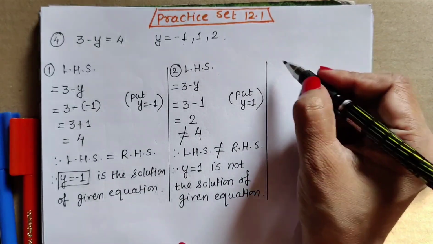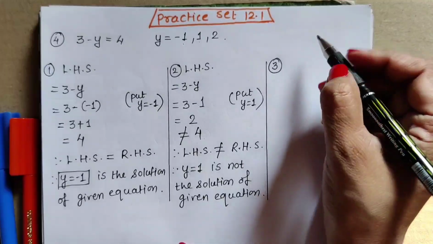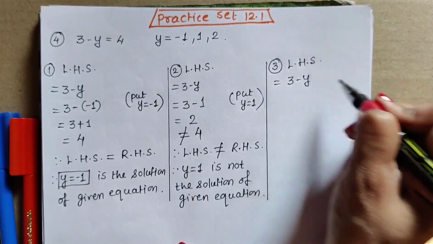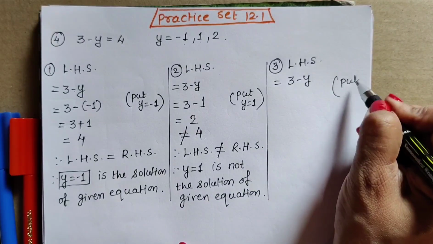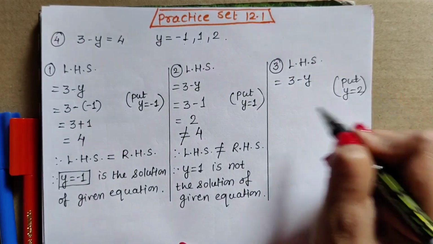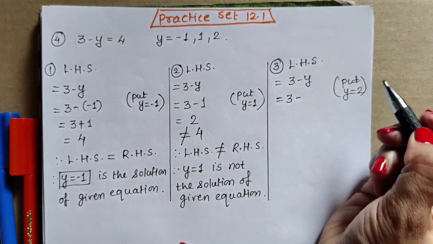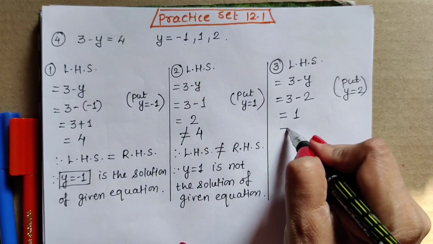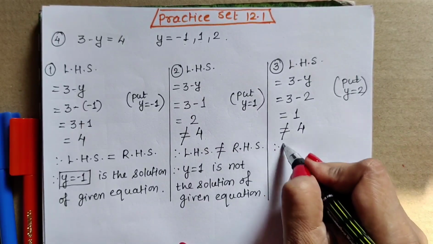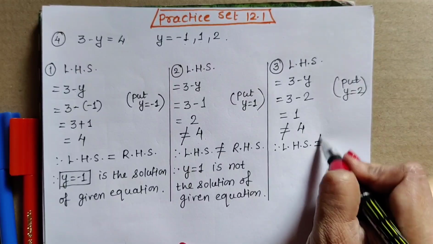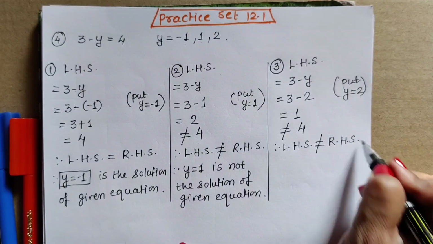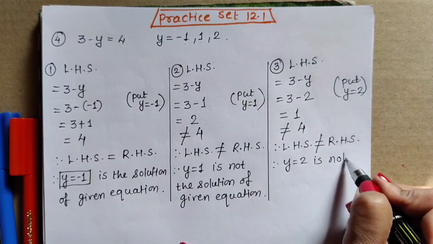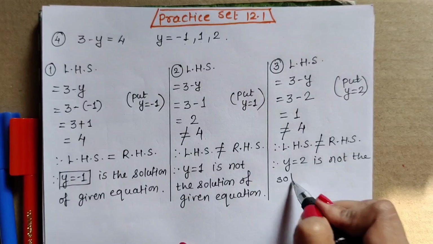In this way we can find out for the third value also. Now left hand side is again 3 minus y. Now we will put the value of y as 2. 3 as it is, minus sign as it is, in place of y we put 2. 3 minus 2 is 1, we all know that, which is not equal to 4. And therefore left hand side is not equal to right hand side, and therefore y is equal to 2 is also not the solution of the given equation.